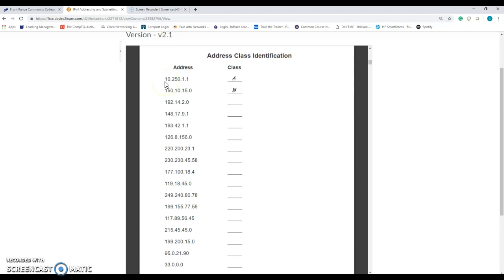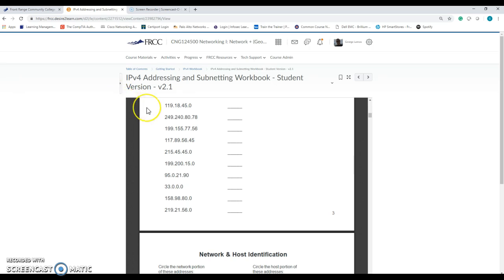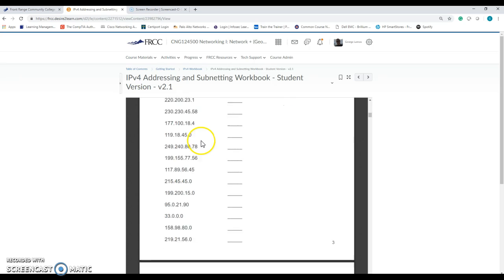As we see, 1 to 126 is a Class A. This is a 10, so it goes into Class A territory. 128 to 191 is a Class B. Once again, that's just looking at this front part and decoding that part. 192 is a Class C, so it went from A, B to C. And where did I learn this? I learned this in the slides for this week. Classful addressing will definitely clear this up a little bit.